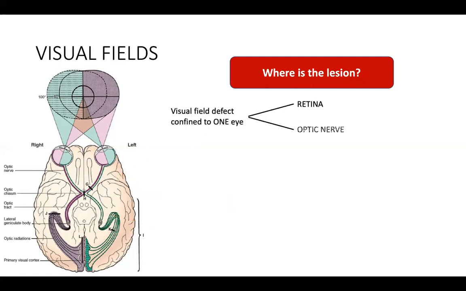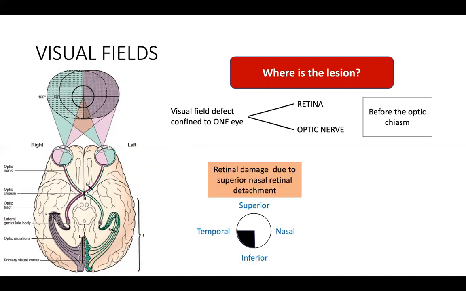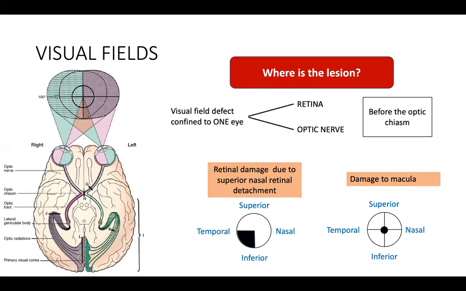If the scotoma or the visual field defect is confined to one eye, it must be due to a lesion before the optic chiasm. Retinal lesions produce scotomas that correspond optically to their location in the fundus. A superior nasal retinal detachment results in an inferior temporal field cut. Damage to the macula causes a central scotoma.